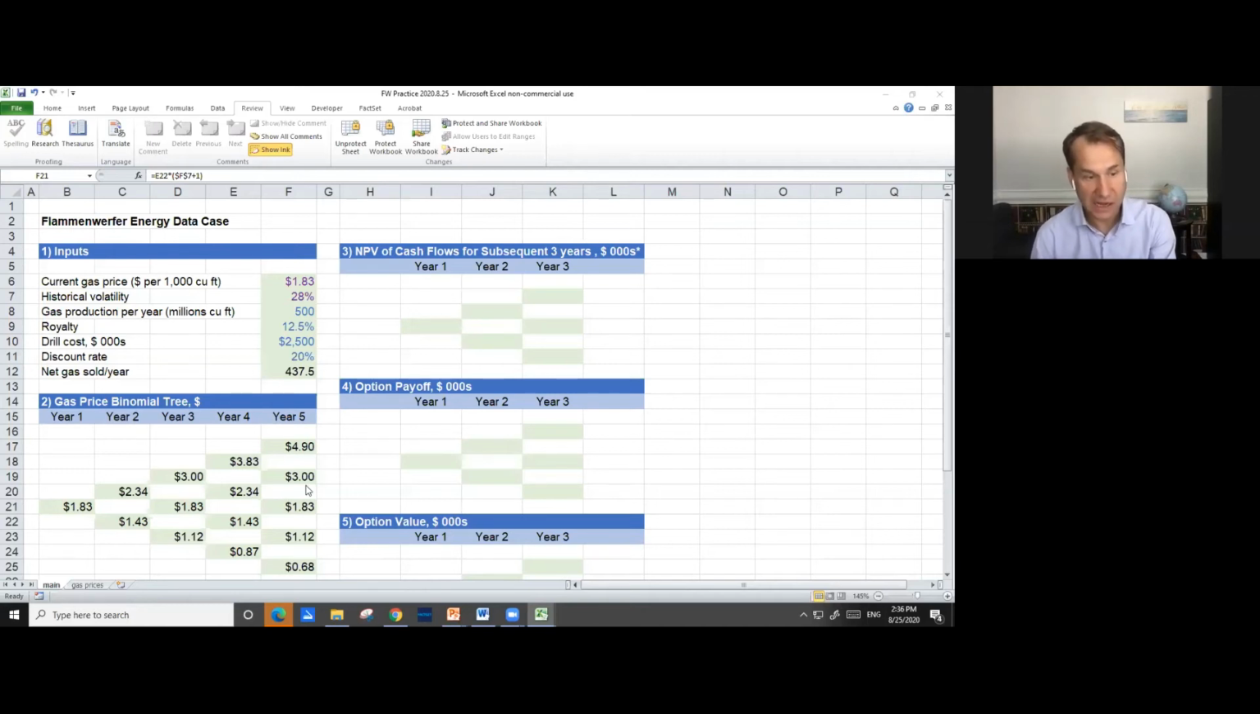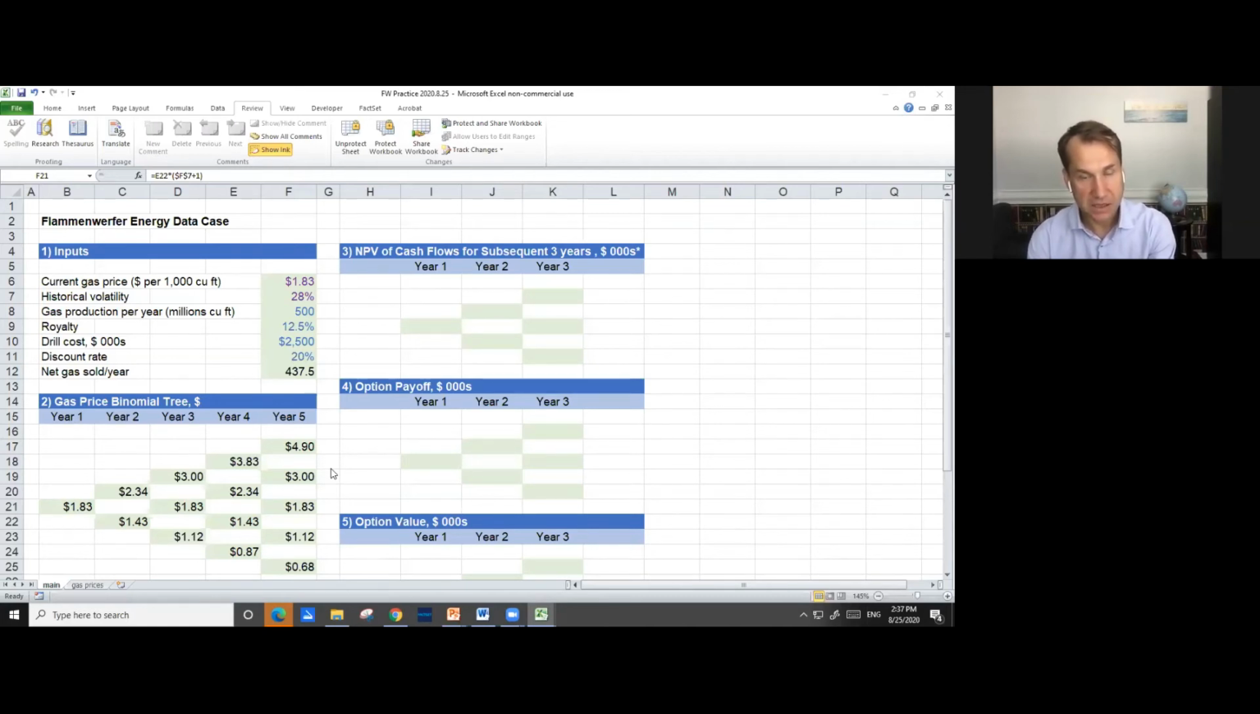The expected price in year 5 would be the average of different outcomes. So it'll be $1.83 in the low case, $3 in low-high or high-low. So there are 2 ways to get to $3 in year 5, and then 4.90 is the up scenario in year 5. So there are 4 different outcomes, but we'll take the average of them, and then multiply it by the gas produced. And then we'll have these 3 cash flows for years 3, 4, and 5, and we'll take a present value of that. So that's the essence of the NPV calculation that we'll be running in the 3rd step. It's one of the longer formulas, but the other ones will be much simpler.